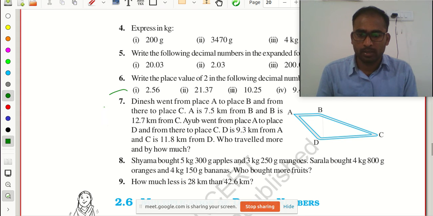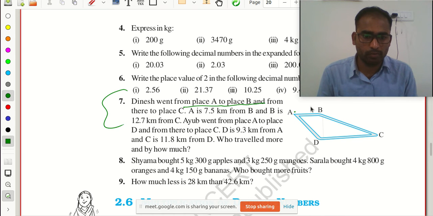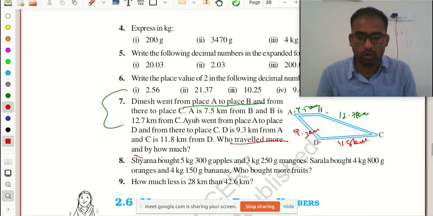See here, the 7th problem. Dinesh went from place A to place B, and again B to C. A is 7.5 km from B, and B is 12.7 km from C. Ayub went from place A to place D, and then from D to C. Here it is 9.3 kilometers, and here it is 11.8 kilometers. So who traveled the most distance?